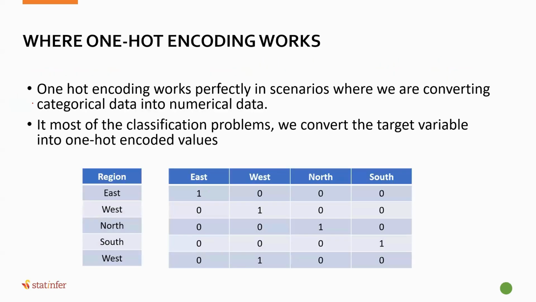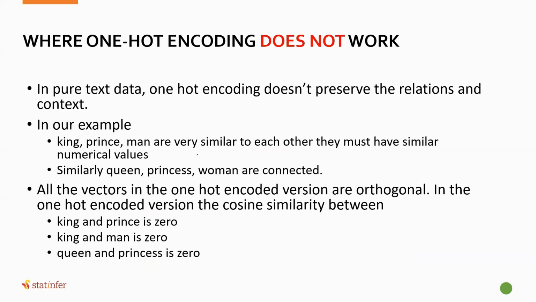So where does it work? If you have a categorical variable, converting that categorical variable into numerical values, each one of them is binary. Here, it works, no problem. East, west, north, south, those are 4 different directions. There's no relationship between them. So this is the east indicator, west indicator, north indicator, south indicator. That is fine. But where it doesn't work, in our example, king, prince, man are very similar to each other. Similarly, queen, princess, woman are very much connected.